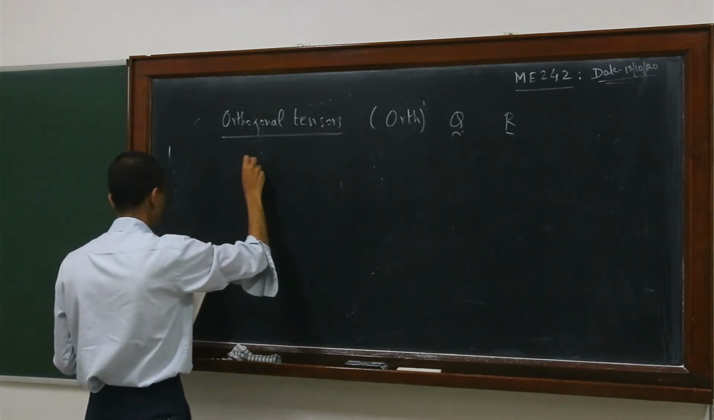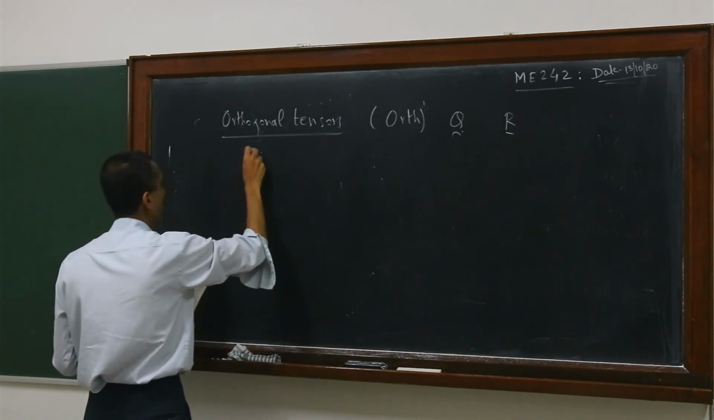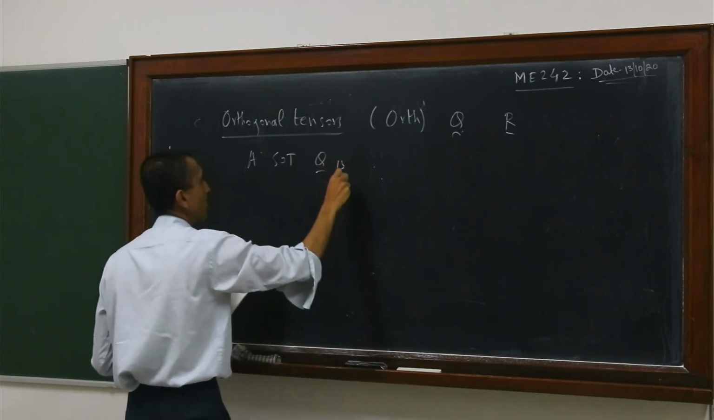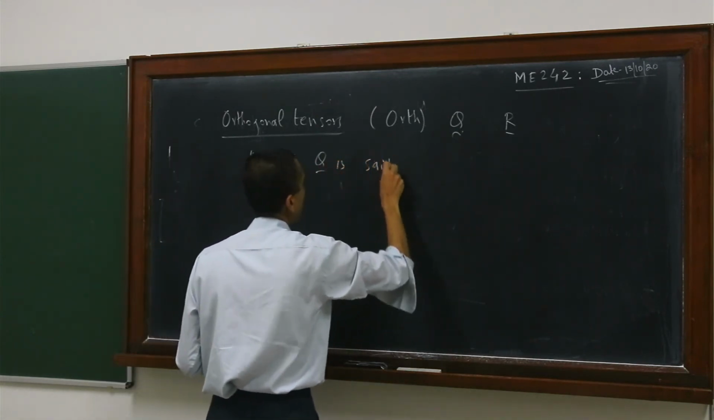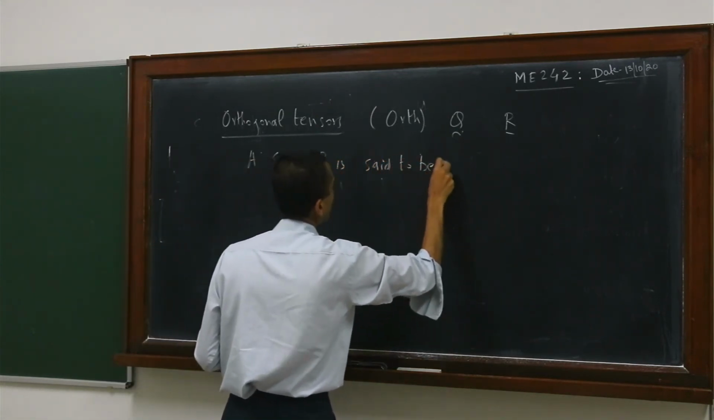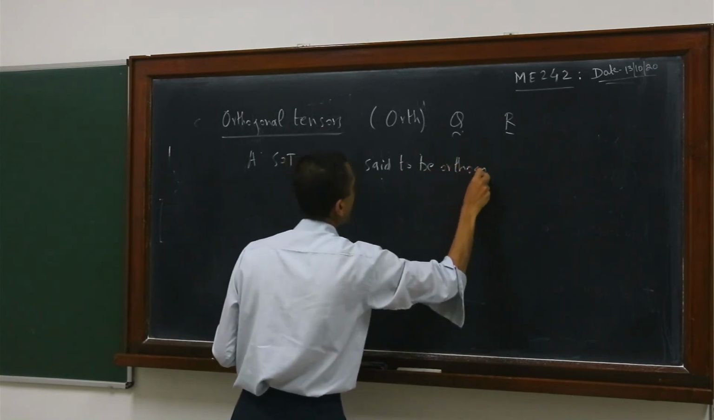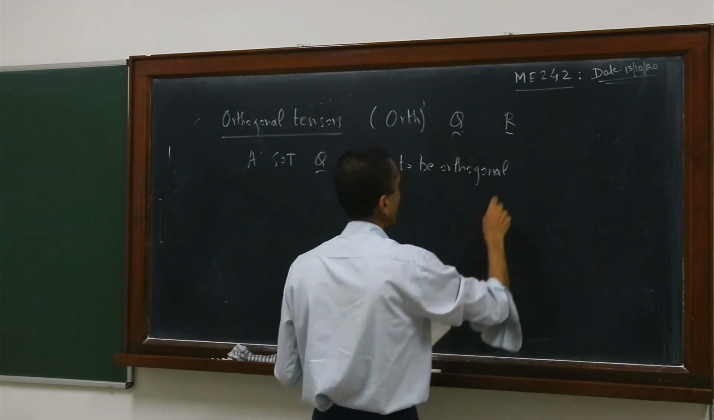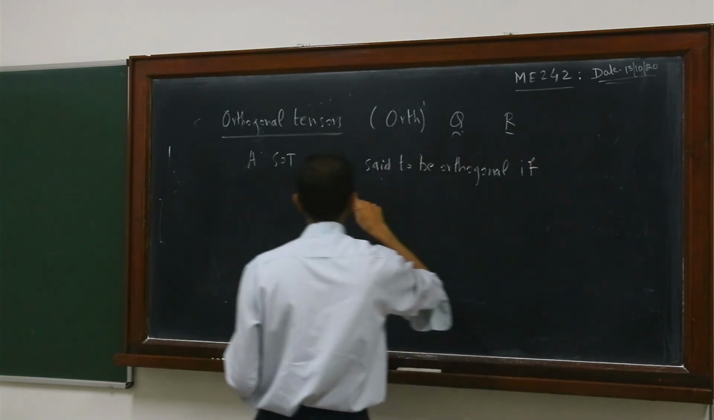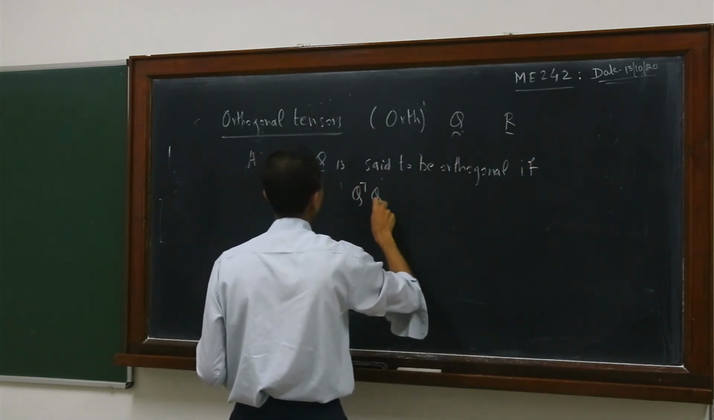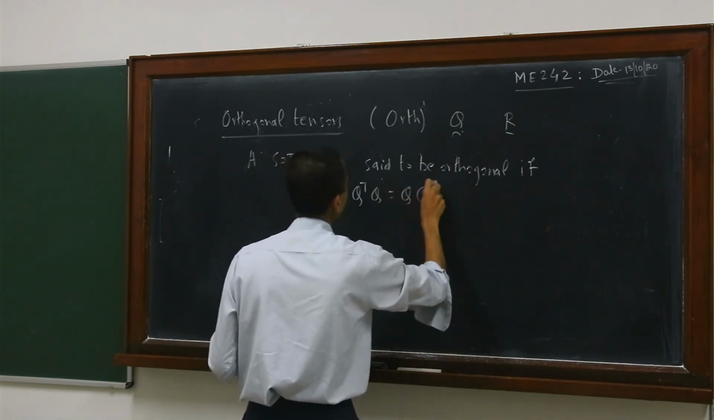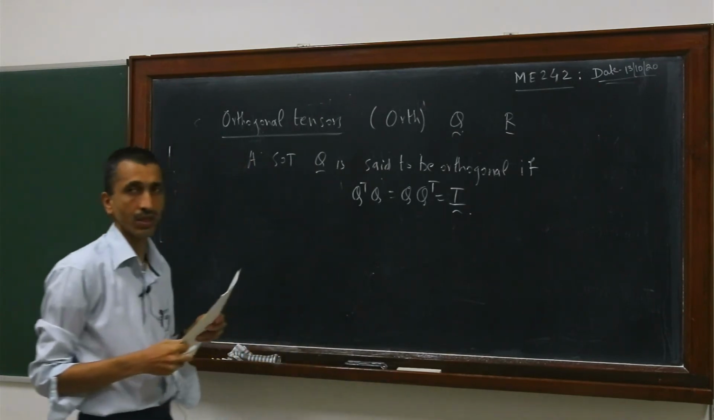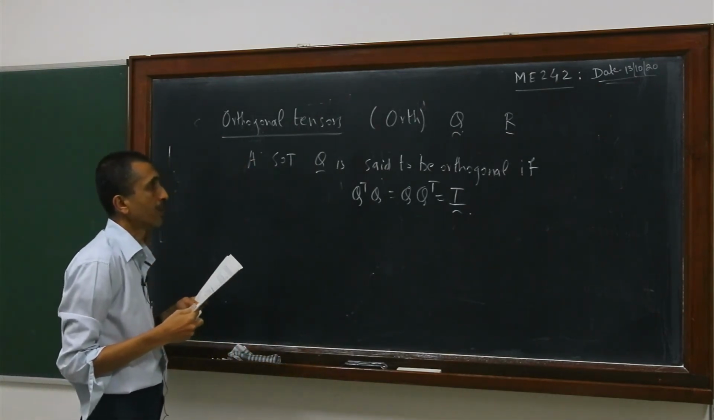So let me define it. A second order tensor Q is said to be orthogonal if Q transpose Q is equal to Q Q transpose is equal to I. So this is the definition. This is how we define an orthogonal tensor.